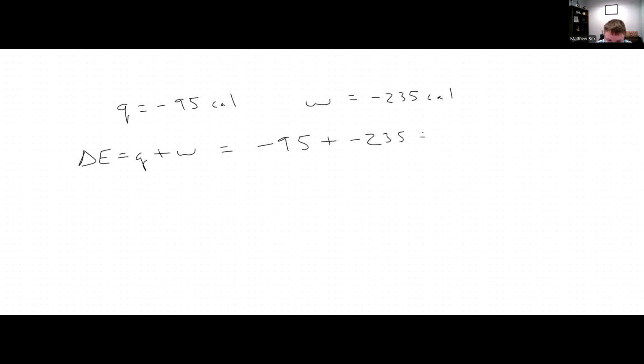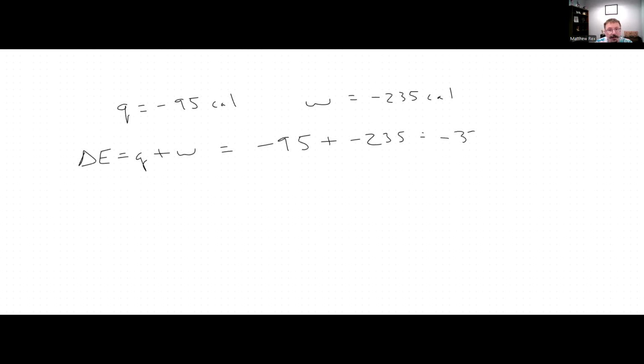All right, a billiard ball rolls across the ground, losing 95 calories to friction, and then strikes another object. So our heat term would be -95 calories, and then it does 235 calories of work on another object. So our W term would be -235. So our change, or our delta E, is Q plus W, or -95 plus -235.